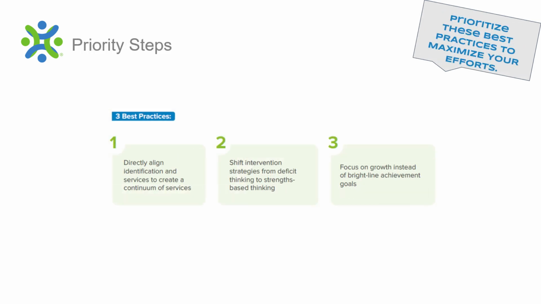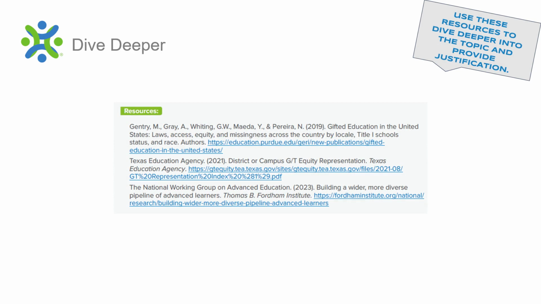So what are your top 3 priority steps? First, it is so important to ensure that you directly align the identification and services. Second, shift intervention strategies from deficit thinking to strengths-based thinking. Growth instead of a bright line achievement goal. Dive deeper into the research with these resources.